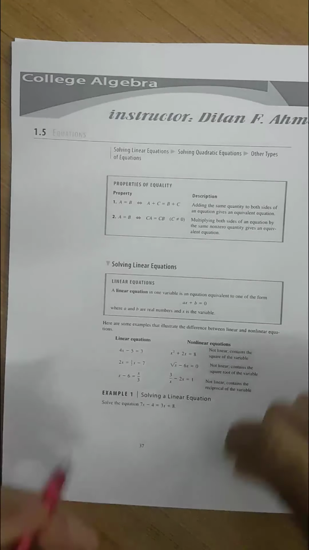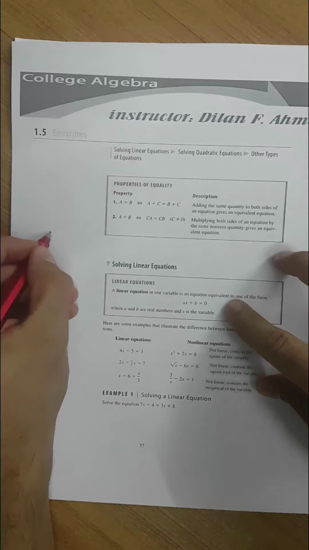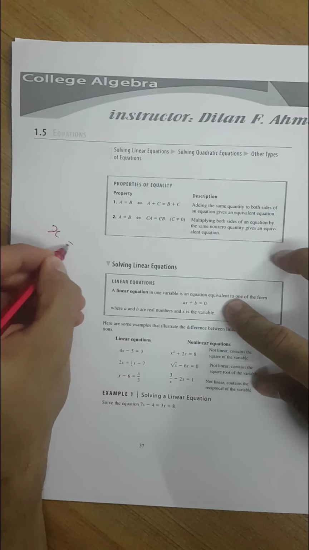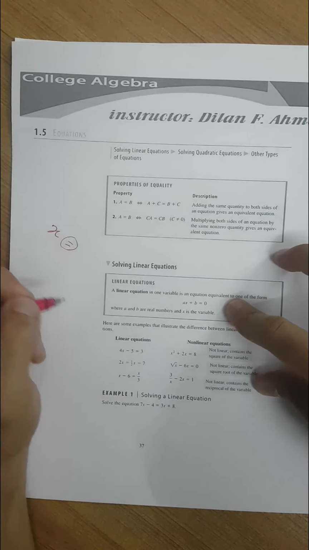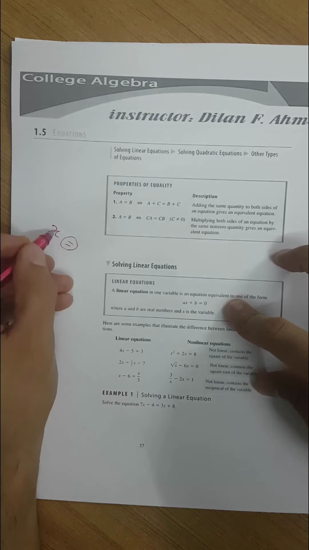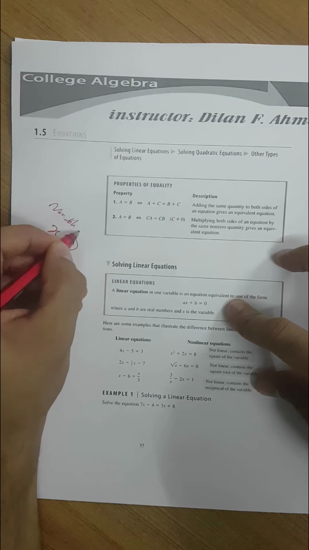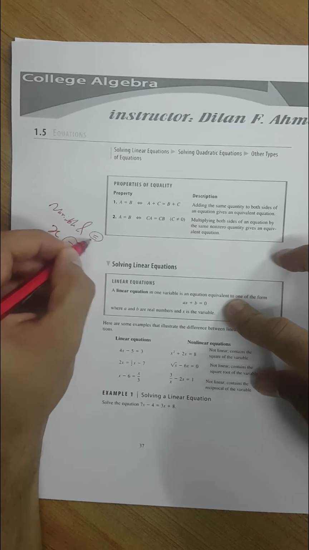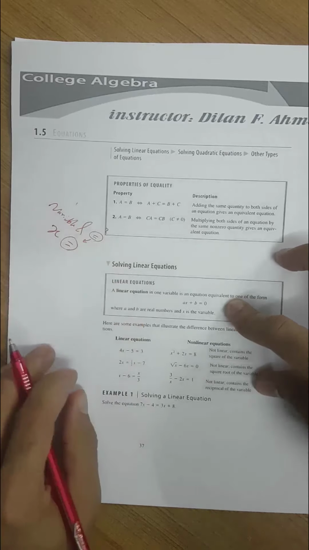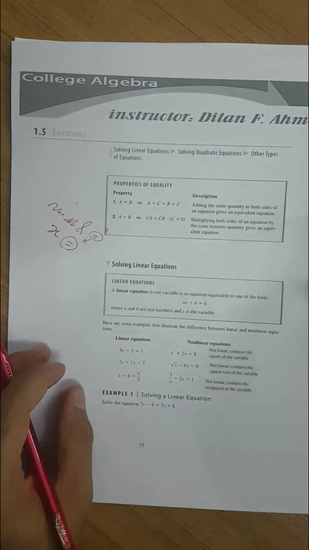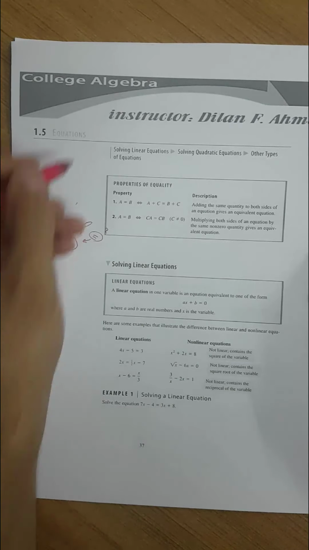An equation means that you have at least two basic things. First of all, we have a variable like x, and also we have the sign of equality, the symbol of equality. So these are the two important conditions of an equation.